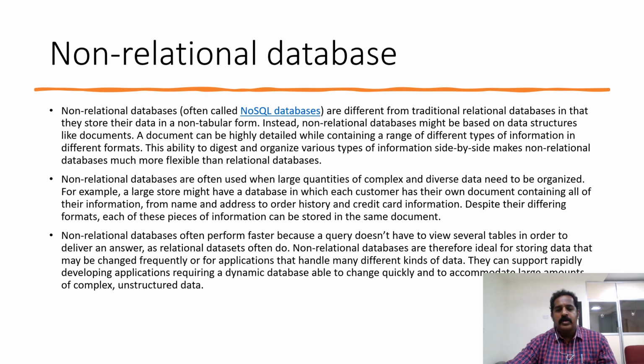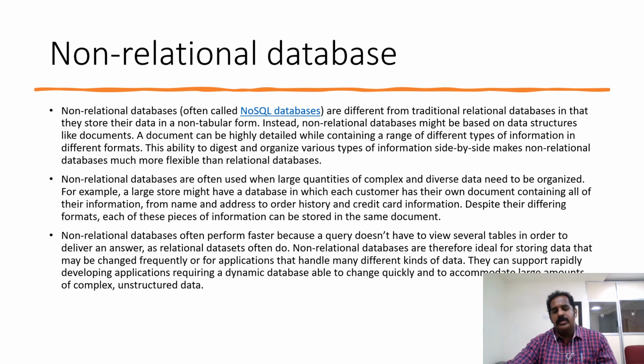Okay, and non-relational databases often perform faster because a query doesn't have to view several tables in order to deliver an answer, as relational data sets often do. Non-relational databases are therefore ideal for storing data that may be changed frequently. For applications that handle many different kinds of data, they can support rapidly developing applications requiring a dynamic database to change quickly and accommodate large amounts of complex and unstructured data.